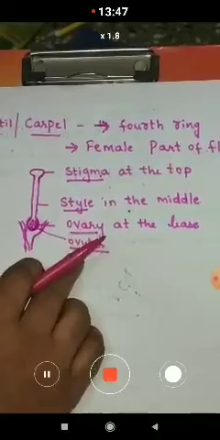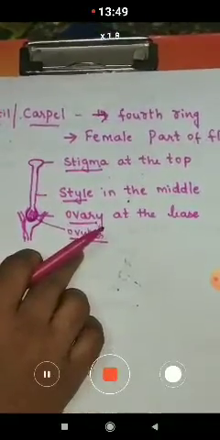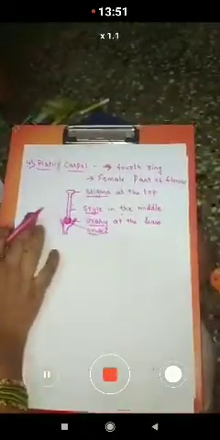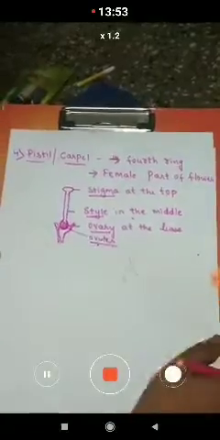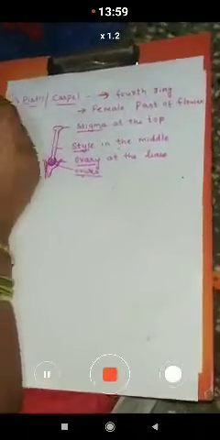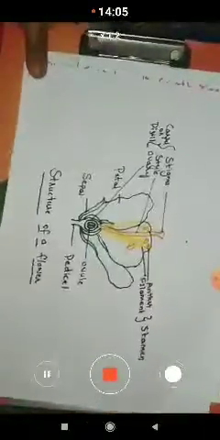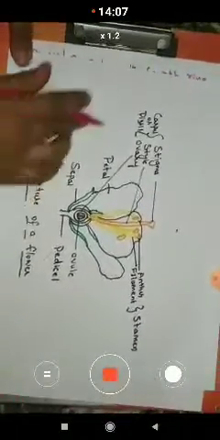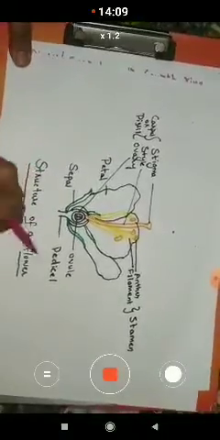Okay. So this is the structure of the flower. Till here you have learned the structure of the flower. Now in this diagram you can observe clearly all the 4 parts. Once again I am going to explain the structure of the flower.